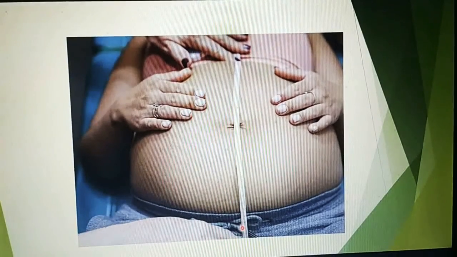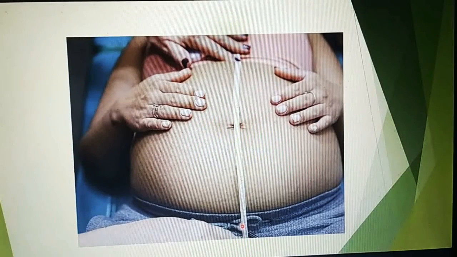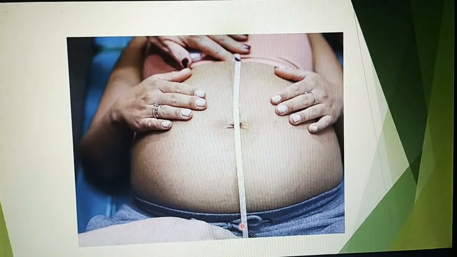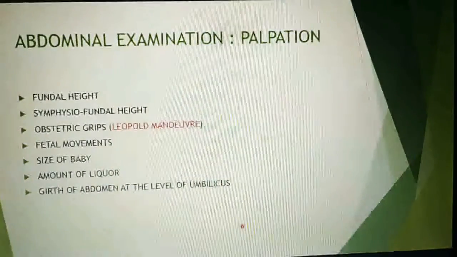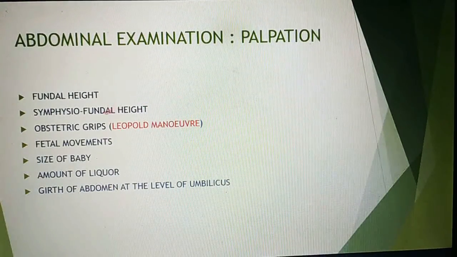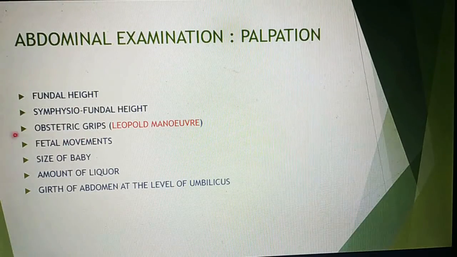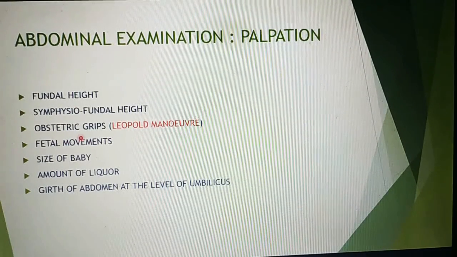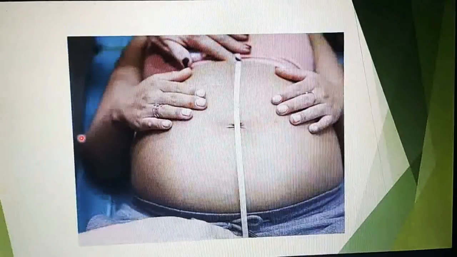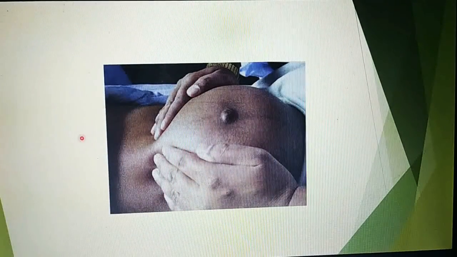So this is symphysio-fundal height. After 20 weeks of gestation, the normal height of fundus in centimeters approximates the fetal gestational age until 36 weeks of pregnancy. After symphysio-fundal height, the most important part of obstetrical examination is obstetric grips or Leopold maneuver. There are four obstetric grips or Leopold maneuvers.